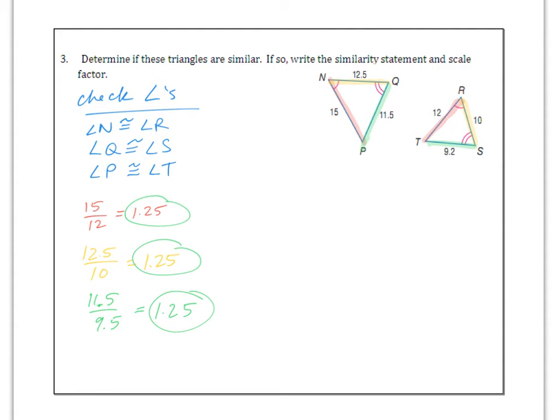So guess what? Are these similar to each other? Yes. So we could say yes, and then our similarity statement could be something like triangle NQP is similar to triangle. Now we have to list them in the right order. So since I started with N, now I have to start with R. Then I went to Q, so now I have to go to S because it has the same markings, and then T. And then the second thing it wants to know is what is the scale factor. So we'll say the scale factor is 1.25.